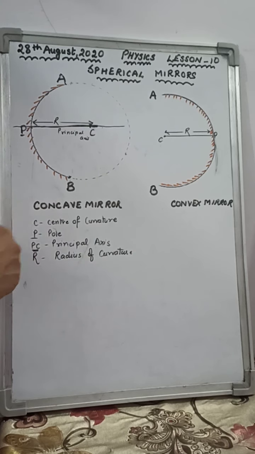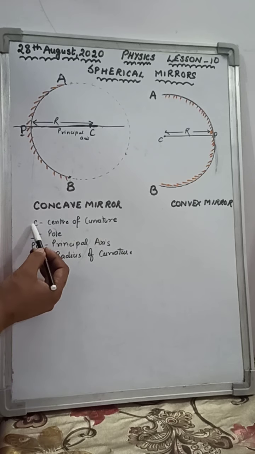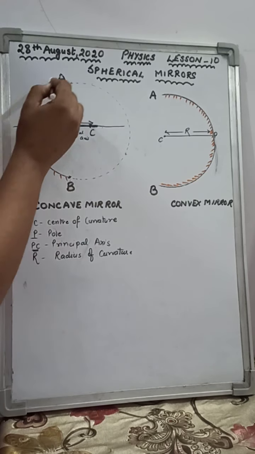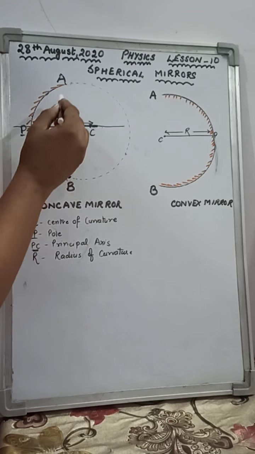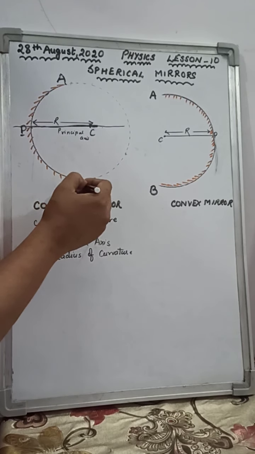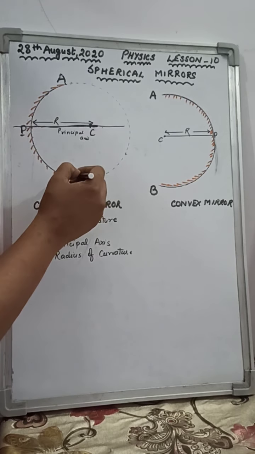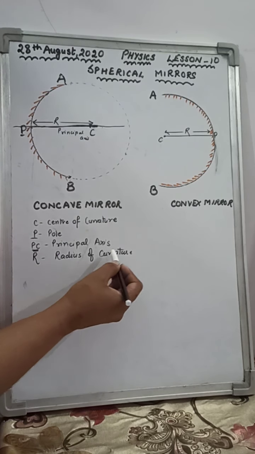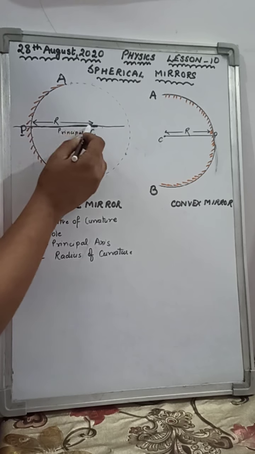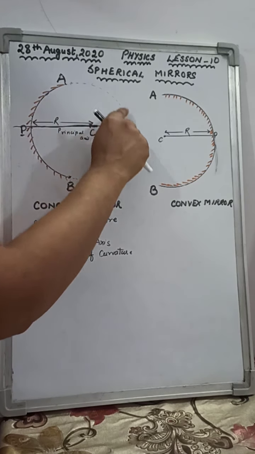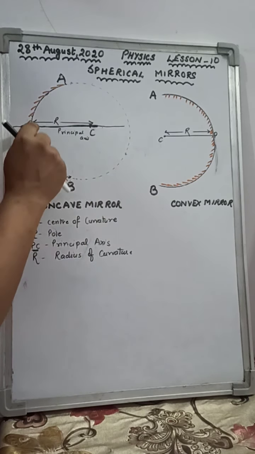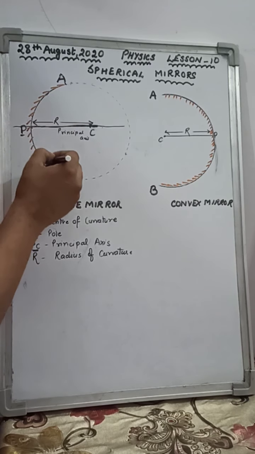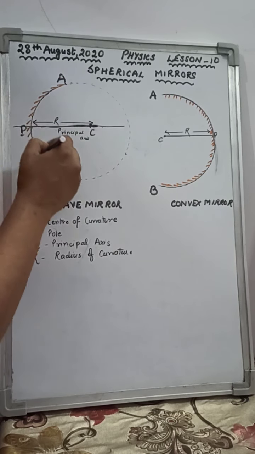So first is center of curvature. It is represented by C. The center of this sphere is the center of curvature of this spherical mirror of which it is a part. Next is radius of curvature. This is the radius of curvature. The radius of this sphere will be the radius of curvature of this spherical mirror of which it is a part.